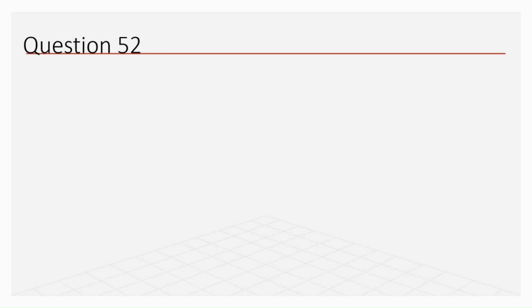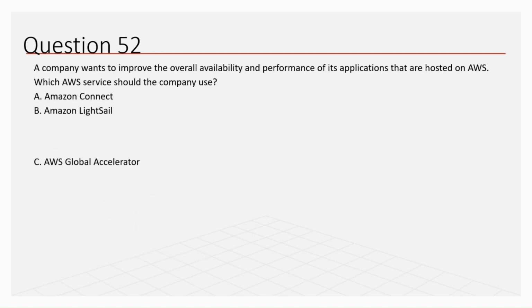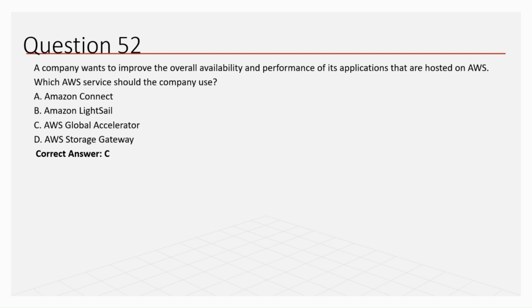Now let's look into the next question, question number 52. A company wants to improve the overall availability and performance of its applications that are hosted on AWS. Which AWS service should the company use? And the options are A. Amazon Connect, B. Amazon Lightsail, C. AWS Global Accelerator, and D. AWS Storage Gateway. And the correct option is C.